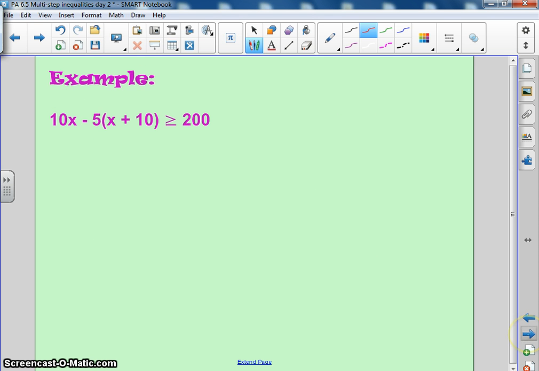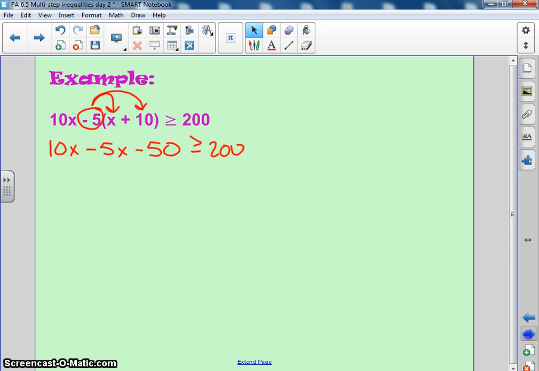Okay, moving on. Here we have another example where we're going to have distributive property and combine like terms before we get started. So 10x just drops down. Now here I have to take this negative 5 and multiply it through. Negative 5 times x is negative 5x. Negative 5 times 10 is negative 50. You guys notice how I put those negative signs in there? They're kind of the same thing as minus. So then I do my greater than or equal to 200.